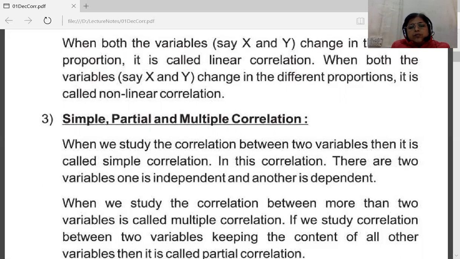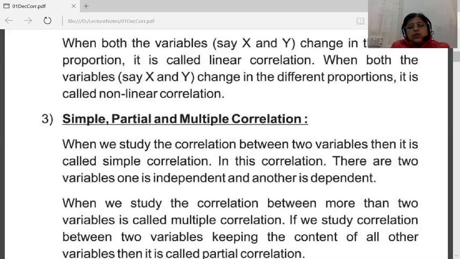And in the case of multiple correlation, if we study the impact of one variable on the other, keeping all other affecting variables constant, it becomes partial correlation.